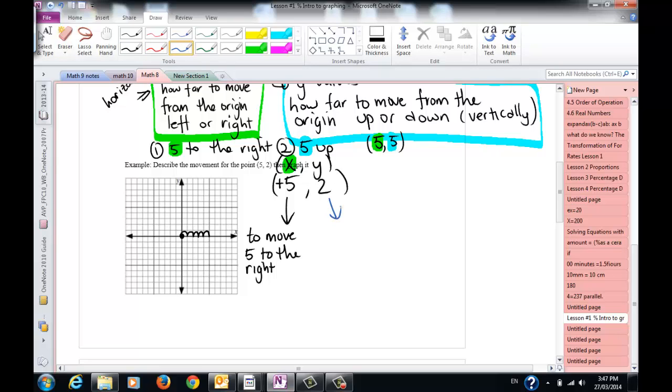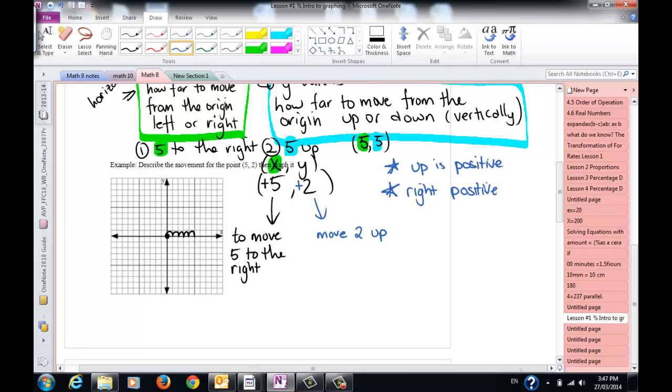Now, my 2 is telling me next I'm going to move, and because there's an invisible positive sign in front of there, I'm going to move 2 up. And it's up because up is positive and right is also positive. Maybe I'll make a little note there. Up is positive, just like when you go skiing, you're going up a certain amount of feet. And then also going right is positive.